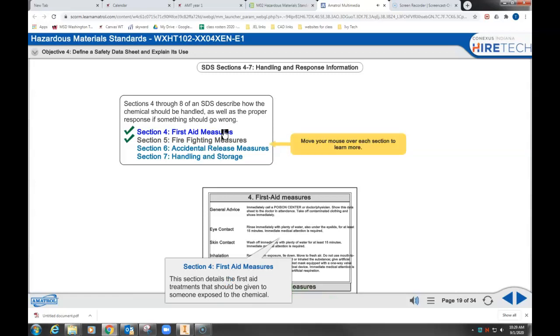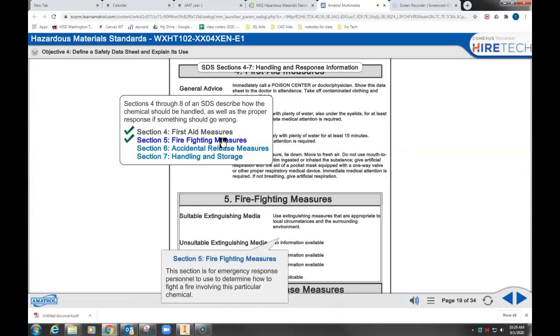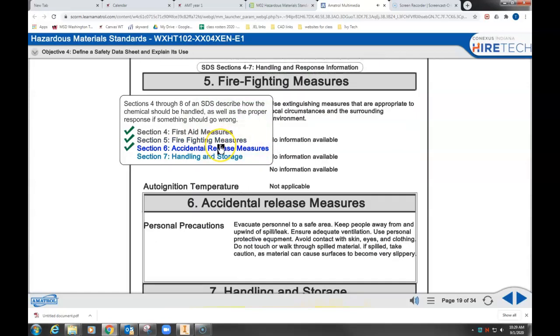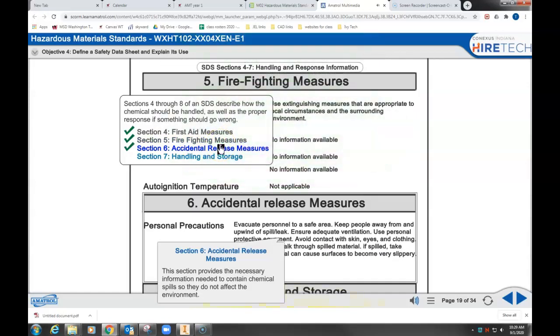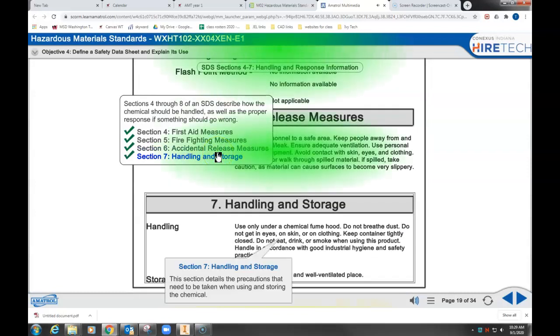This section details the first aid treatments that should be given to someone exposed to the chemical. This section is for emergency response personnel to use to determine how to fight a fire involving this particular chemical. This section provides the necessary information needed to contain chemical spills so they do not affect the environment. This section details the precautions that need to be taken when using and storing the chemical.